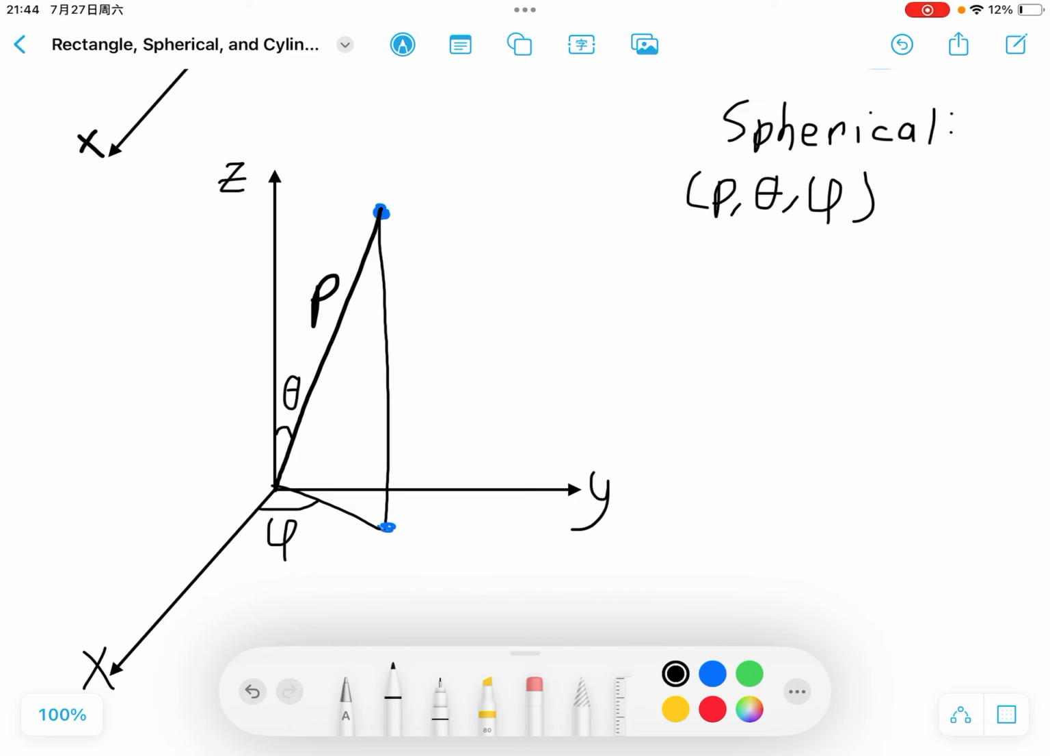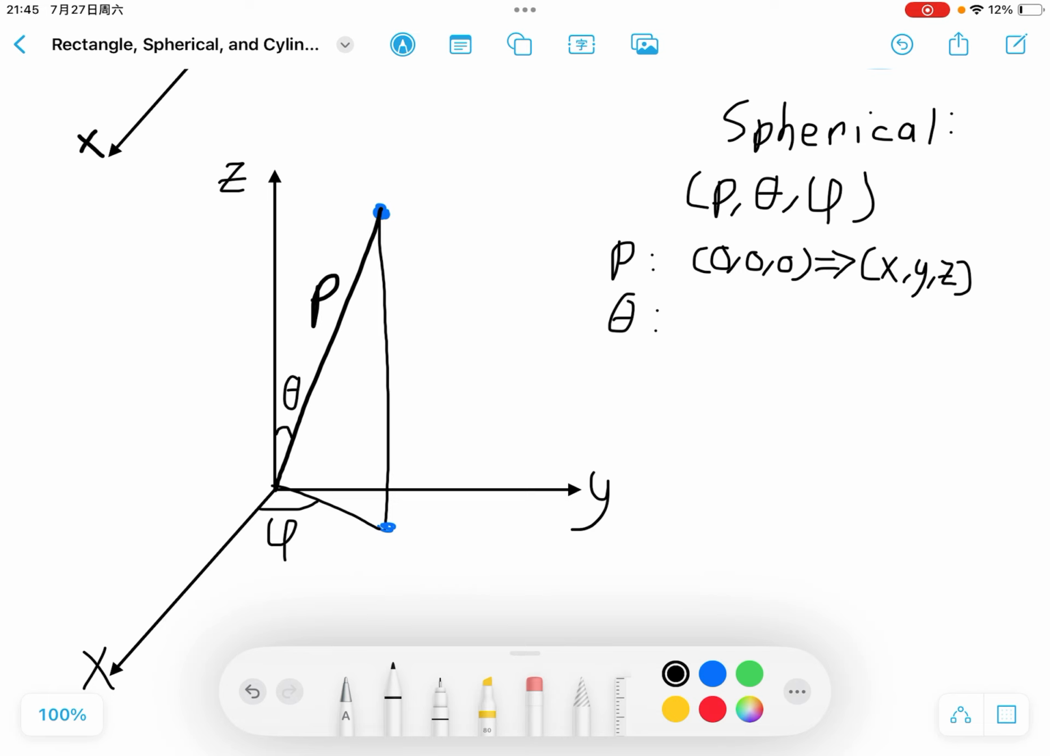So what is rho then? Rho is literally the distance from the pole or the origin. So the distance from 0, 0, 0 to this point. Let's say it's x, y, z, to this point, x, y, z. If we just calculate that, you get rho. So let me just write that down. So that's just rho.